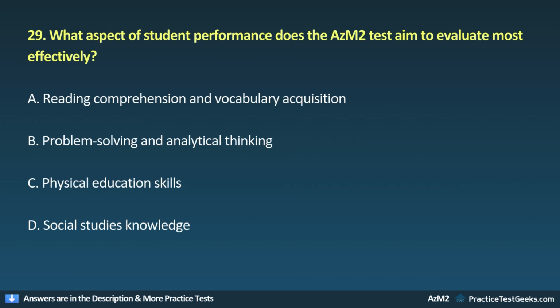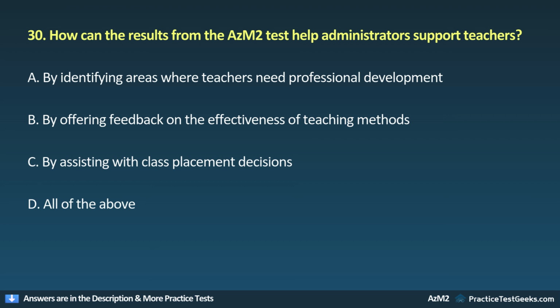29. What aspect of student performance does the AzM2 test aim to evaluate most effectively? A. Reading comprehension and vocabulary acquisition. B. Problem solving and analytical thinking. C. Physical education skills. D. Social studies knowledge.